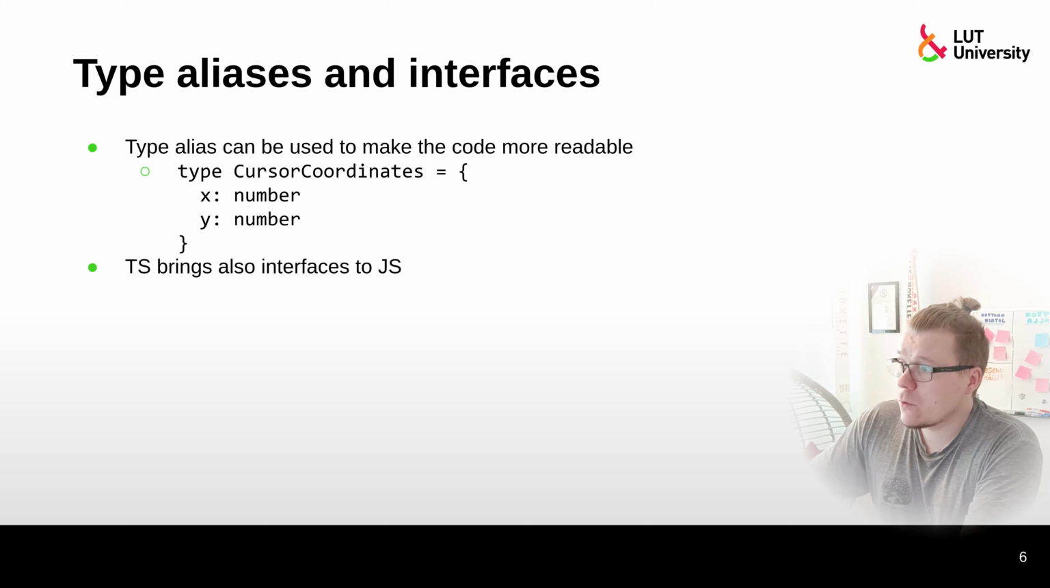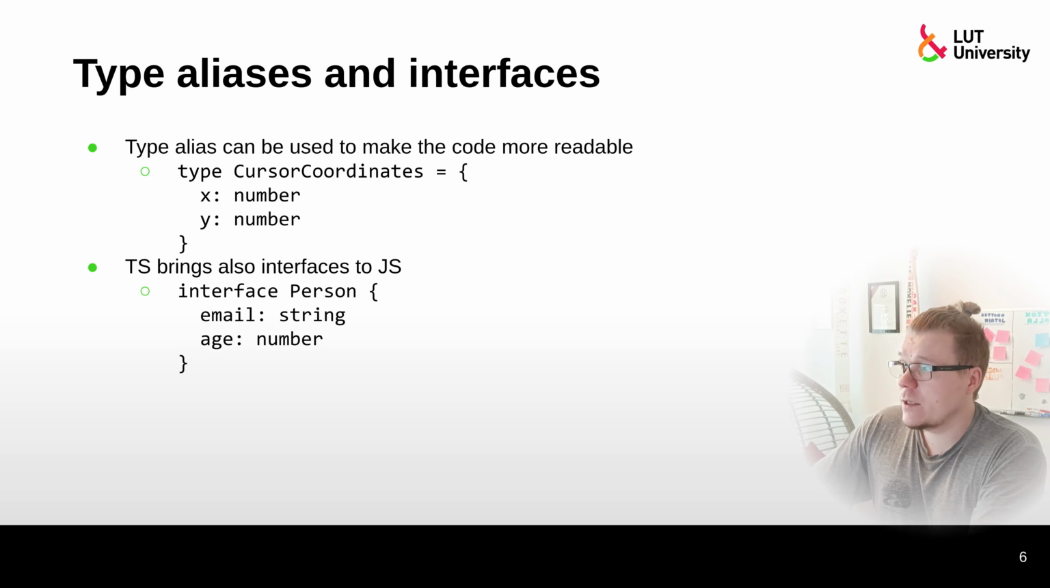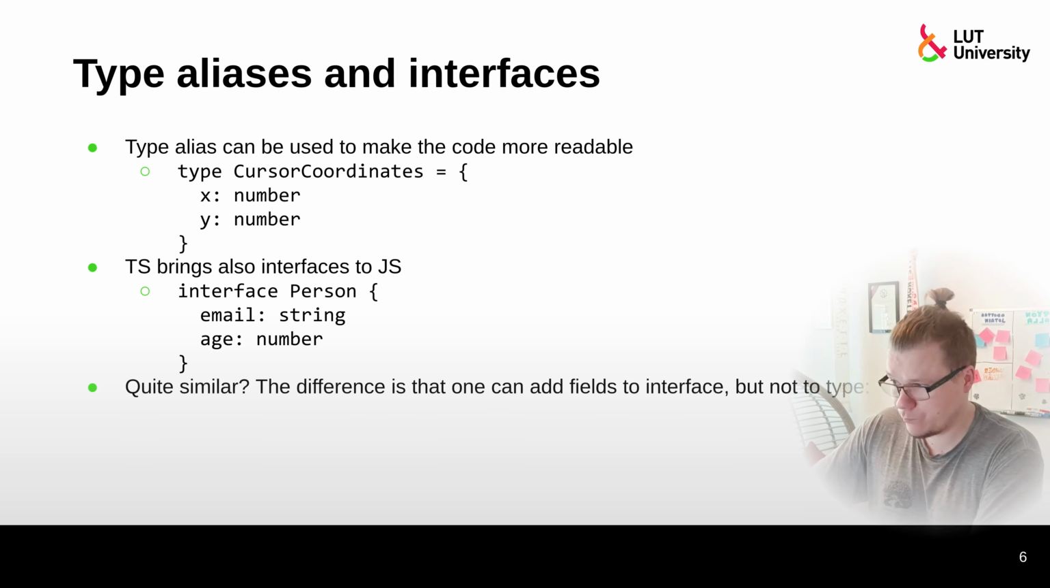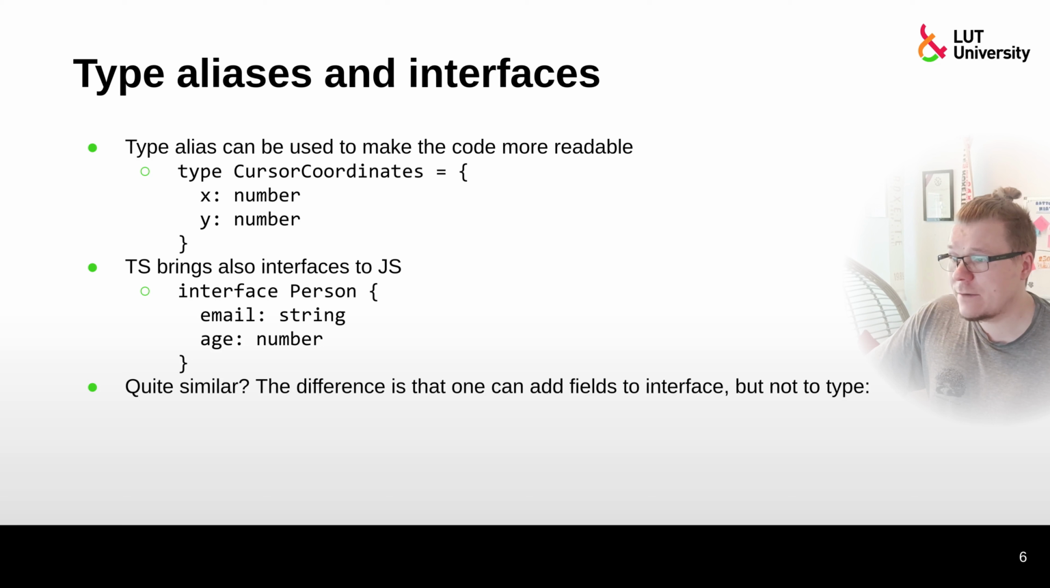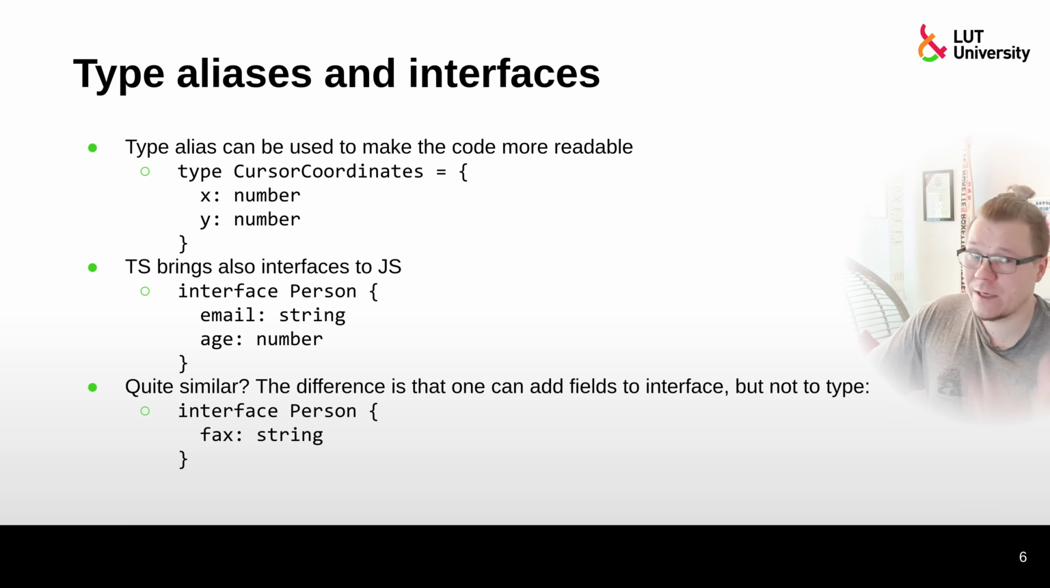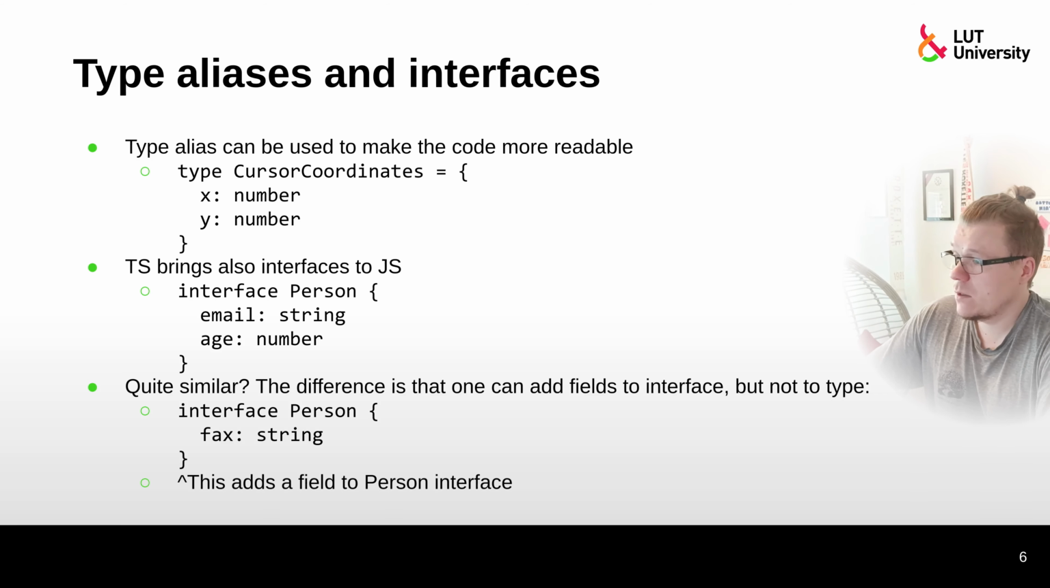And then there are also interfaces. So we are defining interface person, which has email as a string and age as a number. Now you can see that these are pretty similar things. The difference is that one can add fields to the interface, but not to the type. So type is immutable. Here we are defining interface person again, but adding this fax to the previous one. We can also extend interfaces, which would probably be the best way to do this. This is only adding the field to the person interface.